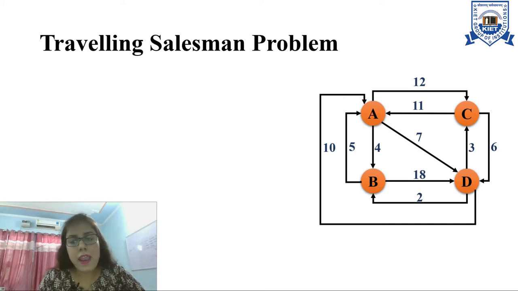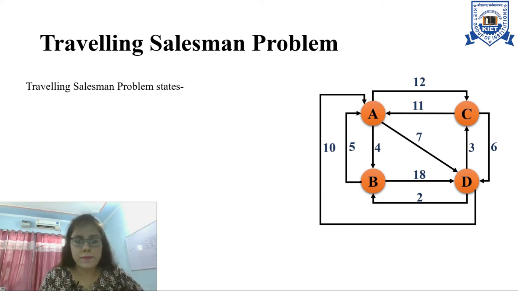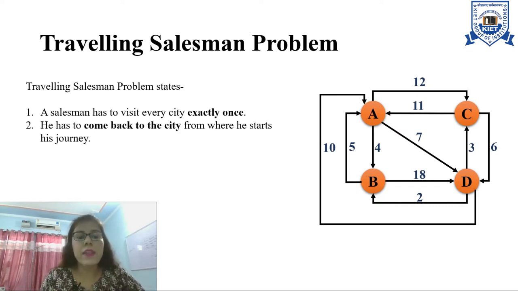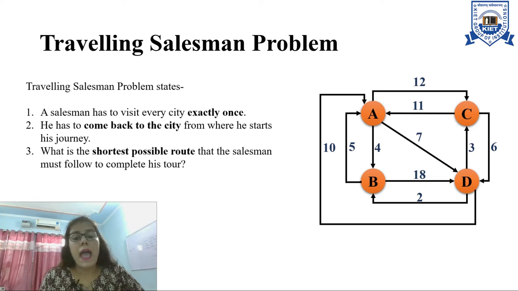And my salesman has to start from A and travel to B, C, D, whichever path gives the minimum cost, and come back to A. So the problem states that a salesman has to visit every city exactly once. No, he's not going to visit any of the cities twice. So this is the first constraint. Then he has to come back to the original source city. So if I'm starting from A, then I have to come back to A. If I'm starting from B, I have to come back to B. Then I have to explore the shortest route among every possible route here.